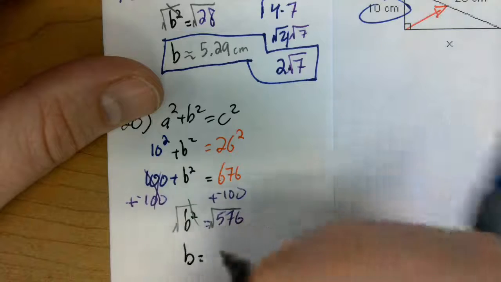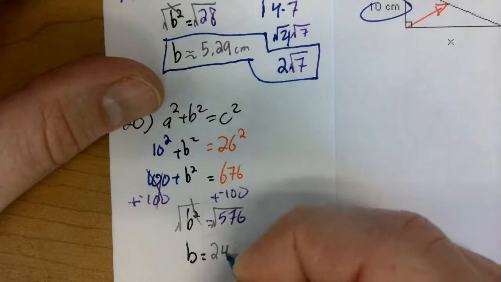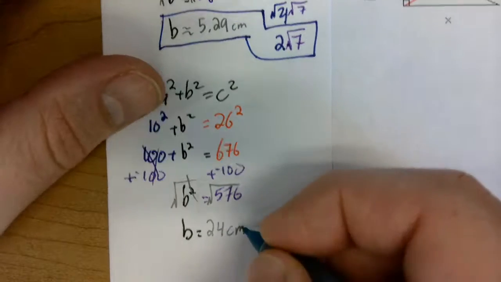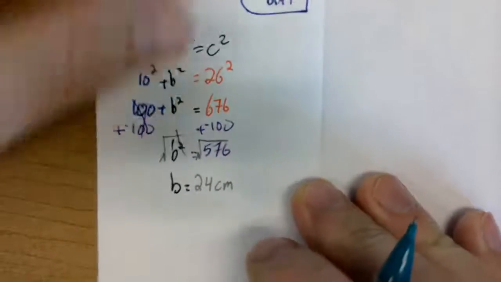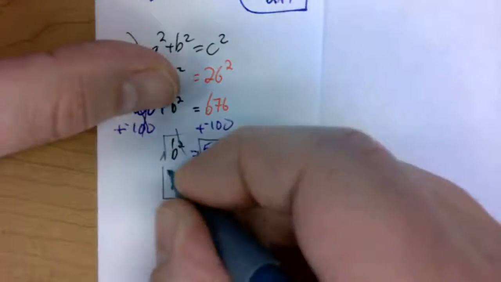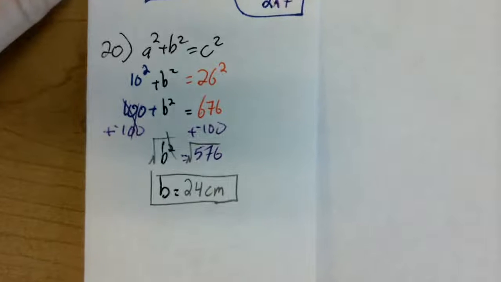So b equals, ooh, that came out nice, 24 centimeters. So you're done. That's the exact and the approximate. No extra work needed. That's how it looks. That's how it works, no matter how they're set up.